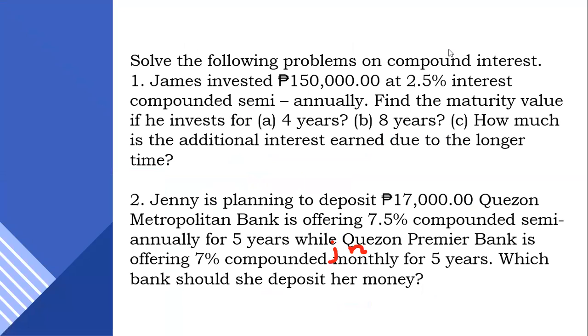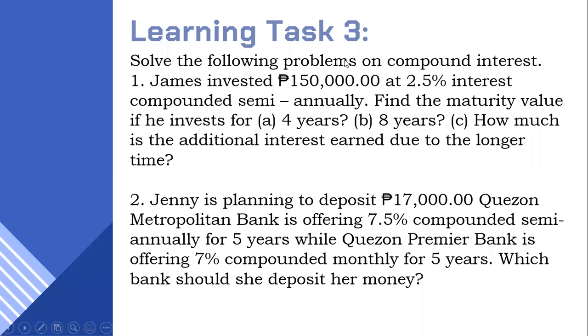So for your next learning task, here it is. Your third output for this week is learning task number 3 for modules 2 and 3. Solve the following problems on compound interest. Make use of George Polya's 4-step rule. That means you need to show understand, and what comes next? Plan, do, and check for these 2 problems. Is that clear, children? Yes po.